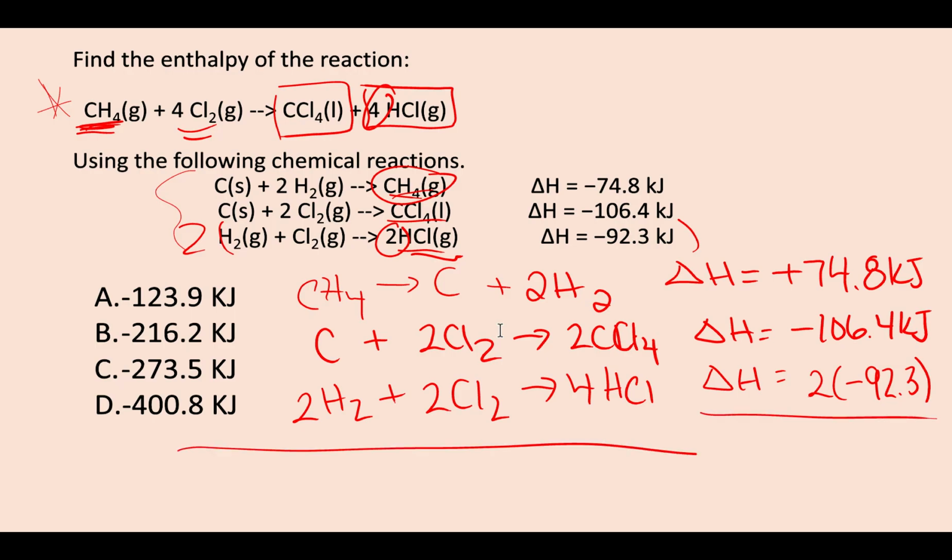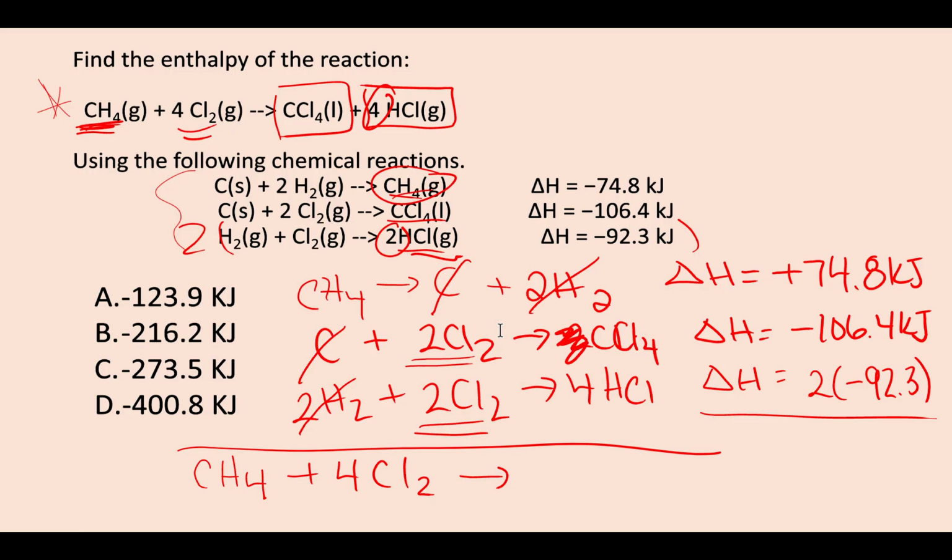Okay, so now if I go to add my equations together, I could see things canceling. So I see carbon as a reactant and as a product, so those will cancel. I see 2 hydrogen gas molecules on each side, so that will cancel. And now when I go to add my reactants together, I have CH4, and then I have 2 Cl2 in the second reaction and 2 in the third. So when I add them together, that will be a total of 4. And on my last part here, I don't know why I have a 2 here because there's not a 2 up here. I have CCl4 and 4HCl.